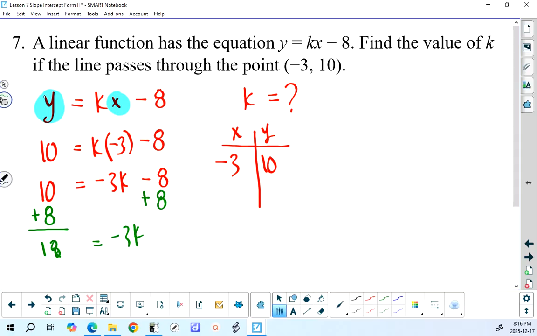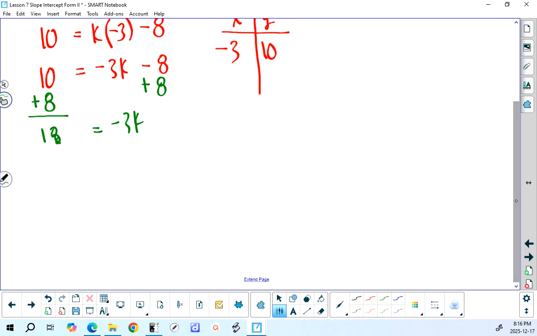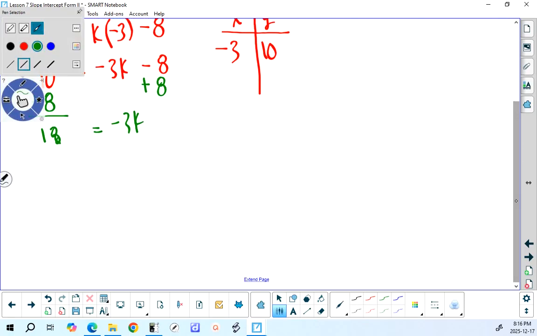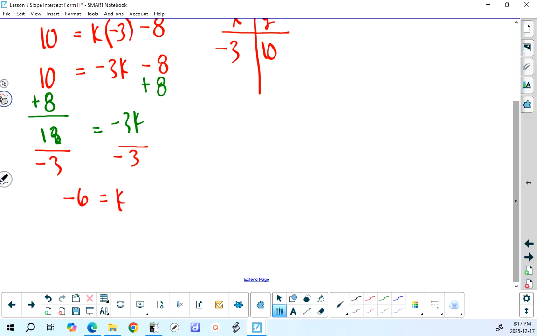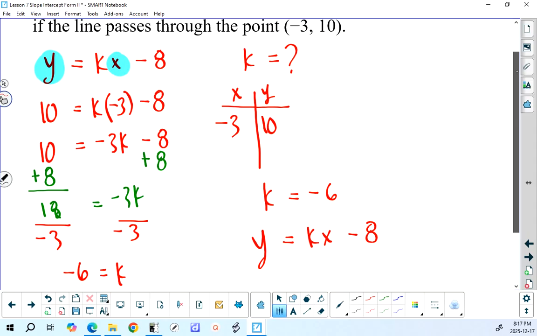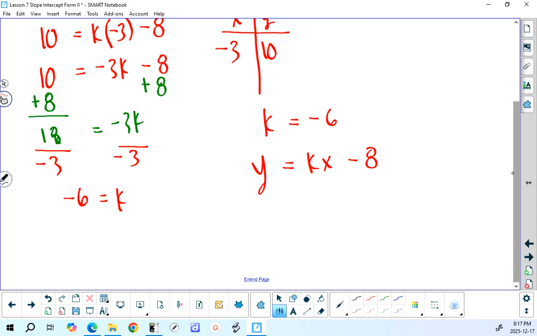The reason why I don't like you to use negatives in front of variables is very often people forget about them. I need to divide both sides of this equation by negative 3 to cancel the negative 3's. And I get k is equal to 18 over negative 3, which is negative 6. So k is equal to negative 6. That's the answer to the question, which means our equation is actually y equals negative 6x minus 8.